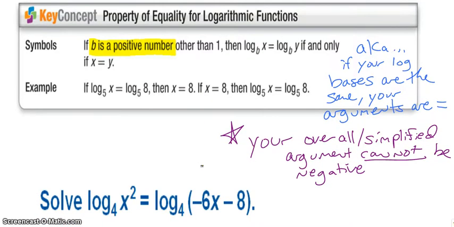We have a property of equality for logarithms. And really this is just a fancy way of saying that the same property that we had, that if our bases were the same, our exponents are the same, holds true for if the bases of our logs are the same. The only thing you have to be careful of is that your overall simplified argument cannot be negative. So do at least make a simple spot check to make sure that your argument, when you plug back in your x, is not negative.